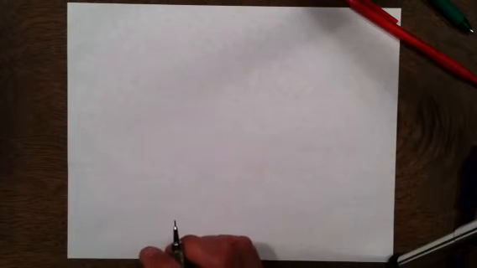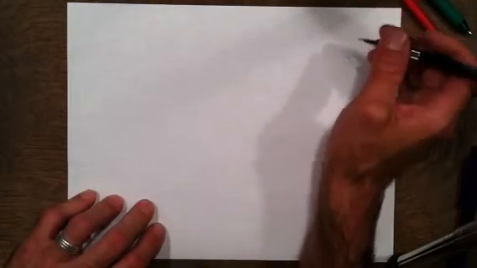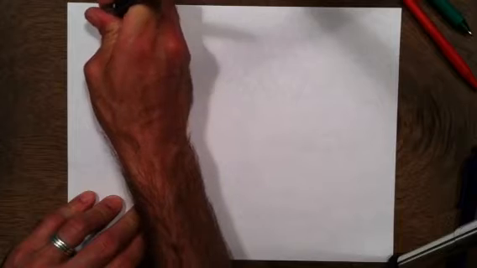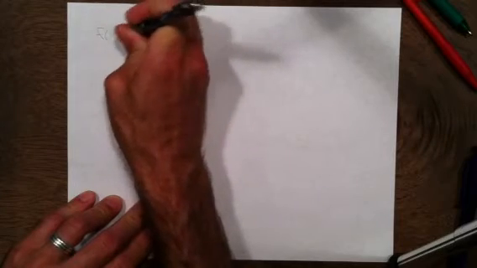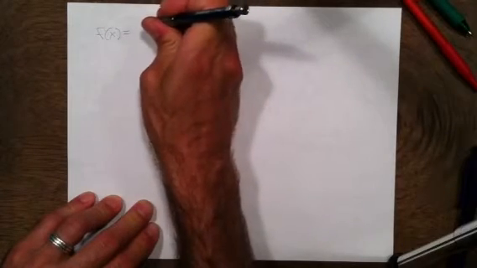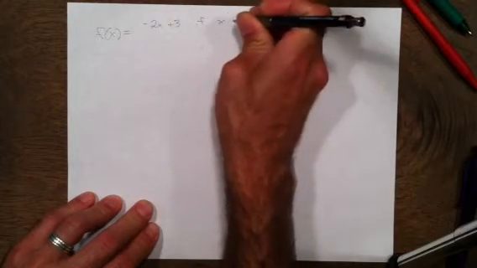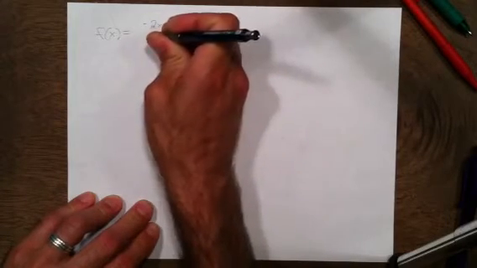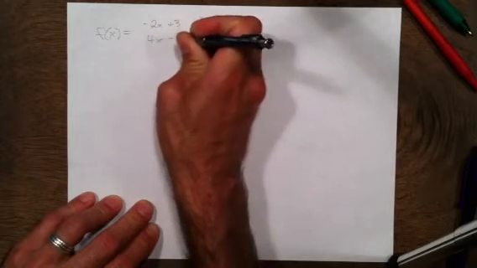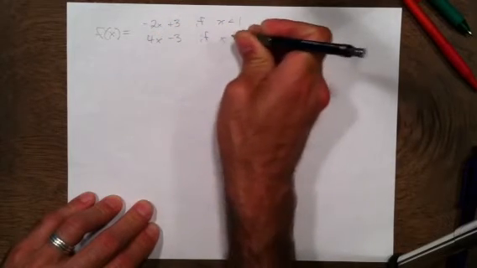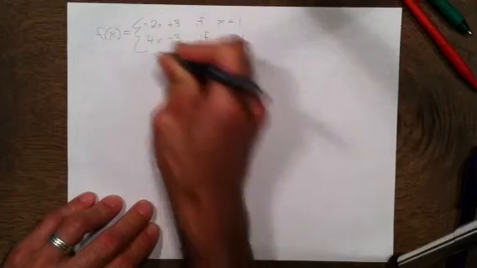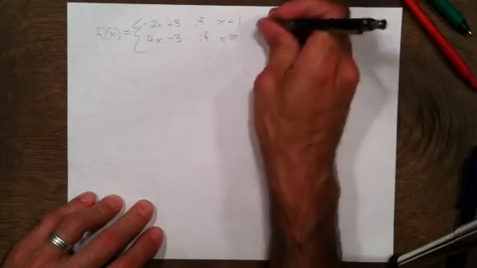Alright, so last problem of the night, or day, wherever you are in the future. Let's take a look at f of x equals -2x plus 3 if x is less than 1, 4x minus 3 if x is greater than or equal to 1. So that's what's called a piecewise function.